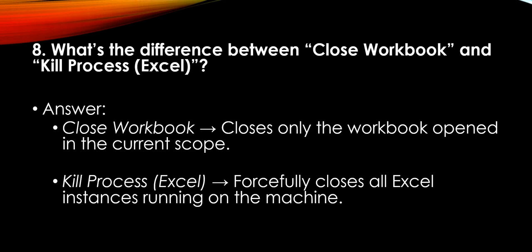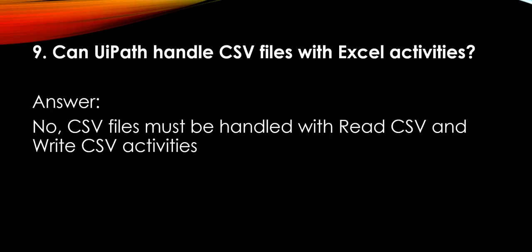Kill process is something like when we want to stop any process through task manager, we go to task manager and end that task, right? The associated instances, however many there are in the machine, all get forcefully closed. Similarly, kill process works in the same manner. If it is used, it forcefully closes all the Excel instances running on that machine. Let's move on to the ninth question.